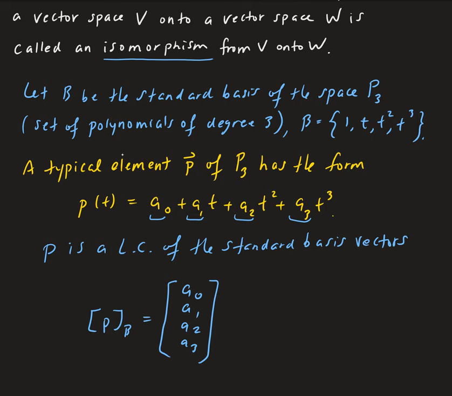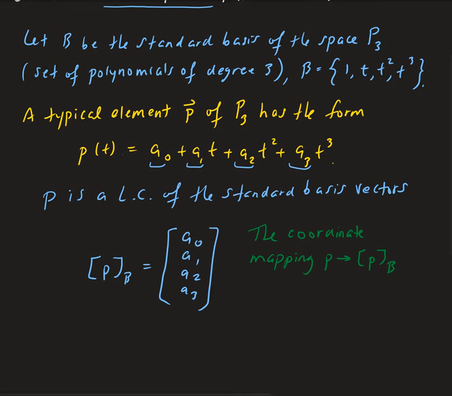So for this type of mapping, we go from a polynomial, take the corresponding coefficients and the constant, and write them as a vector. This coordinate mapping is called an isomorphism. The coordinate mapping from the polynomial P onto the polynomial in terms of the basis vectors is an isomorphism. We can use this idea to determine, given a set of polynomials, whether they are linearly independent or dependent. That is done as an example in the next video.